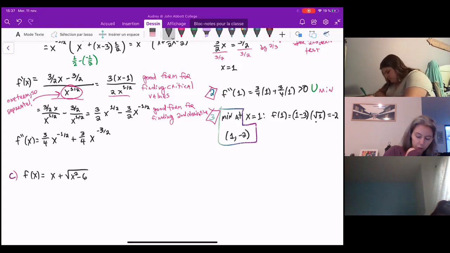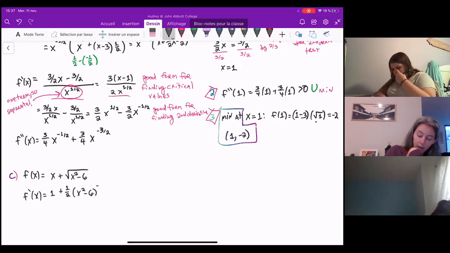Okay, so let's take the first derivative. F prime of x is equal to 1 plus 1/2 x squared minus 6 to the negative 1/2.